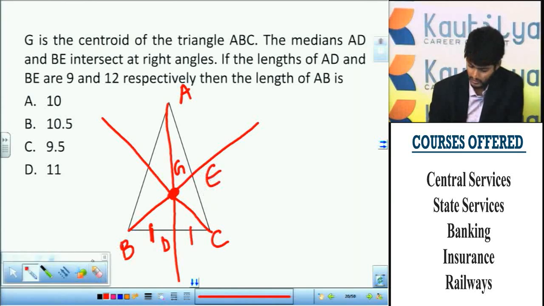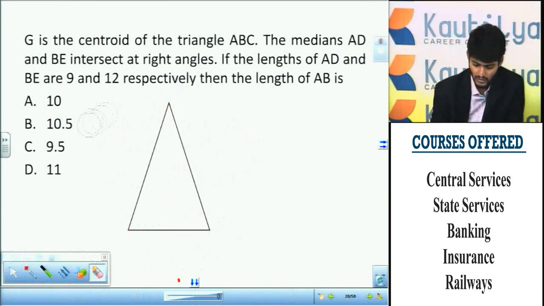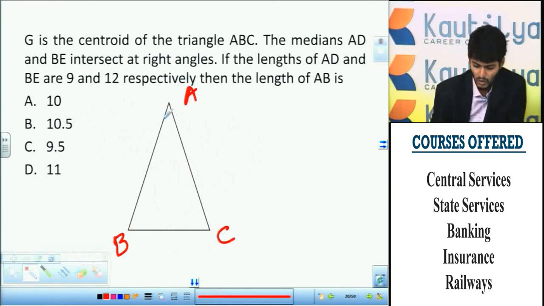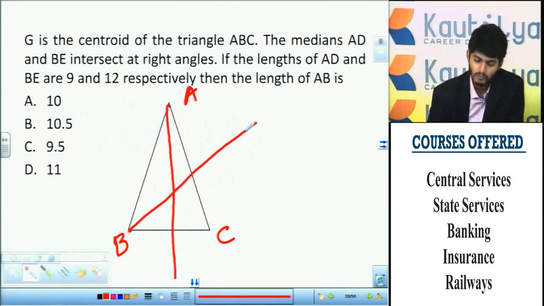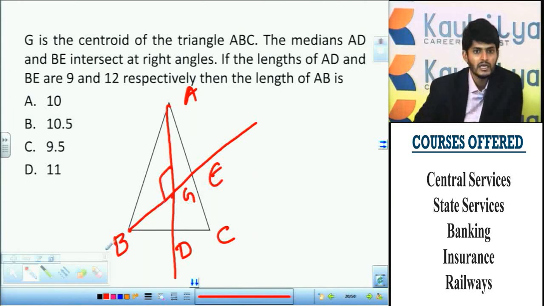So let me rub off this figure and let us show how they intersect using right angles. Okay, let us say I am drawing the figure, so I am naming this as A and this as B and this as C. So I draw a straight line from A to D and I draw another line from B to E. So this is your D and this is your E and this will be your G, the point of intersection of medians, right? Now he said these two intersect at a right angle, so this is your right angle. So your triangle AGB will be a right angle triangle with AB as your hypotenuse.